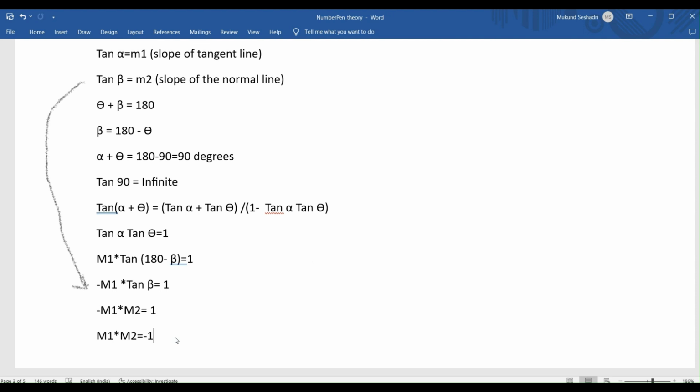So the product of the slope of the tangent and the slope of the normal to the tangent is always minus 1. That's what I wanted you all to understand as a part of this video.